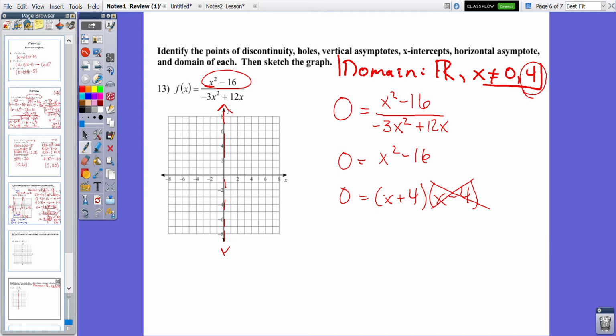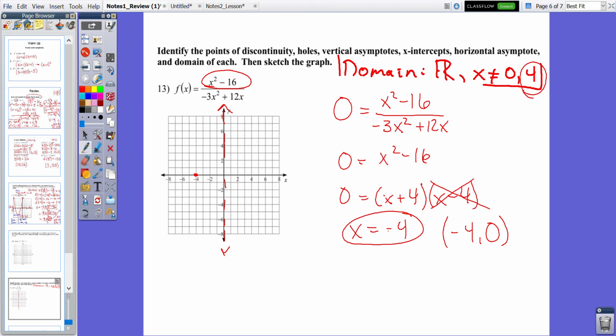But if we solve this equation, we subtract 4 from both sides and get x equal to negative 4. Because we set it equal to 0, we know that one of our x-intercepts has to be negative 4, 0. So we're going to have an x-intercept right here on our graph at negative 4, 0.